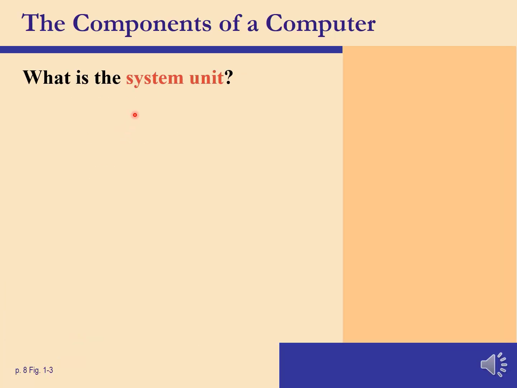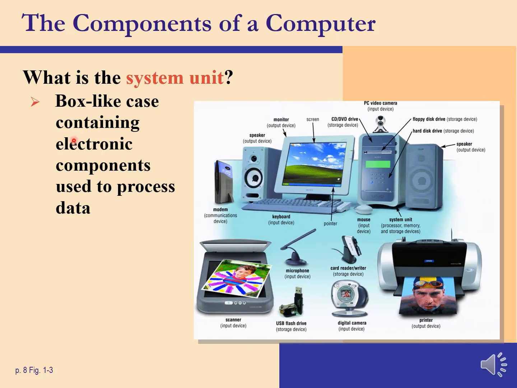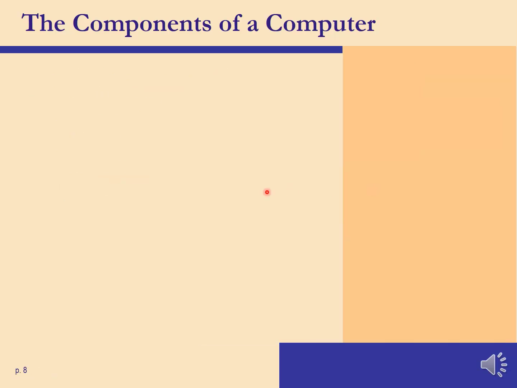What is a system unit? A system unit is a box-like case containing electronic components used to process data. This is the system unit. Again, the system unit is the box containing electronic components used to process data.